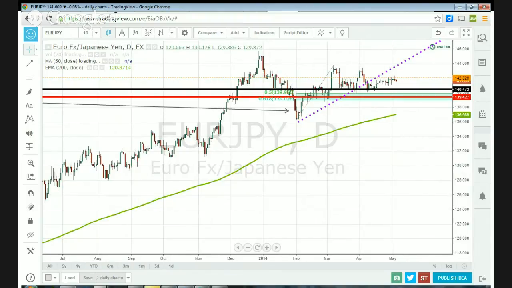Euro yen, I'm almost ready to de-risk this trade. Once it clears above this level, I'll move my stop to break even. We can see we've peaked above it a couple times. Haven't closed above it yet, so we'll see.